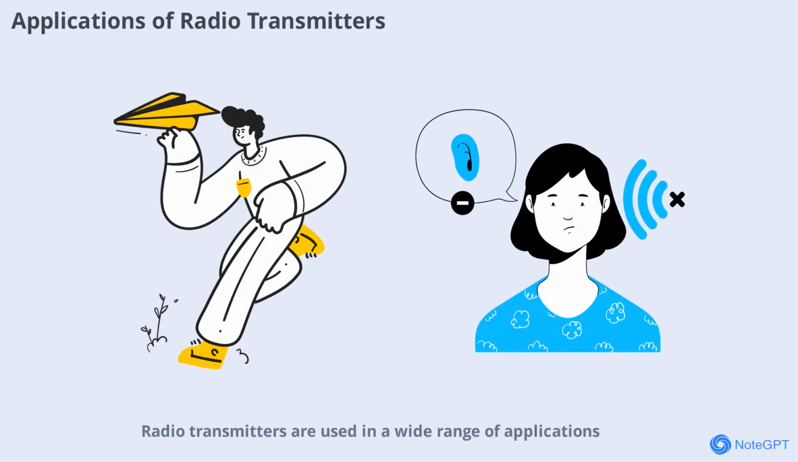Radio transmitters are used in a wide range of applications, from broadcasting music and news to enabling two-way communication in emergency services. They are also essential in aviation, maritime, and military operations, where reliable wireless communication is critical.